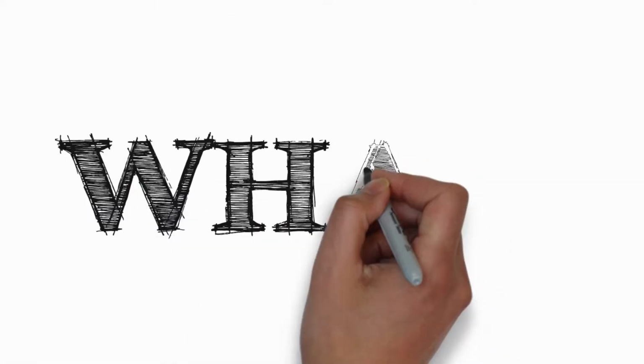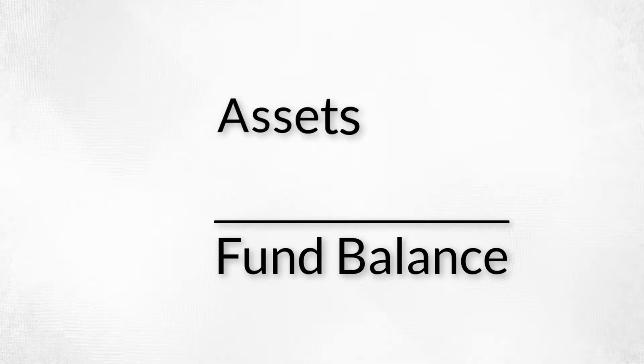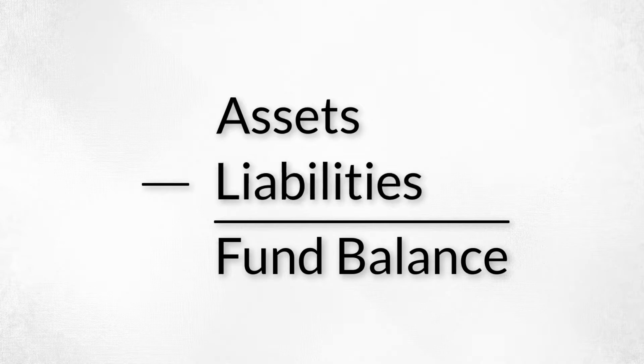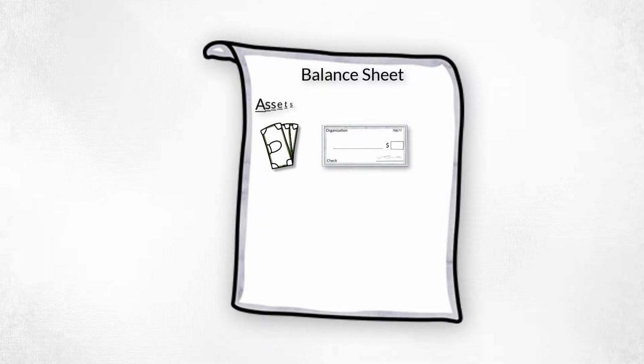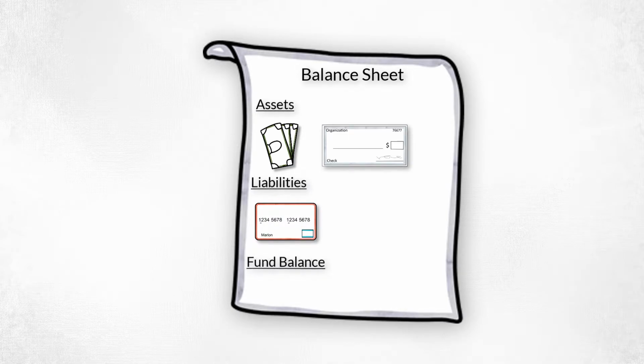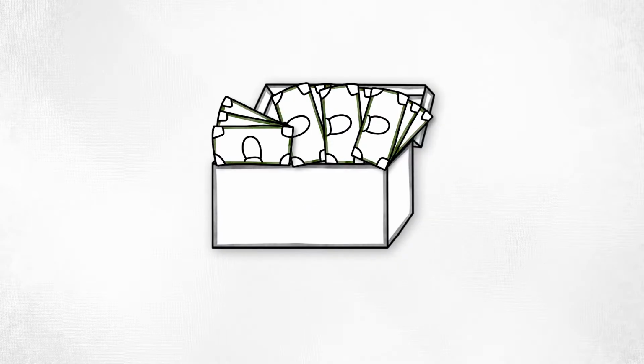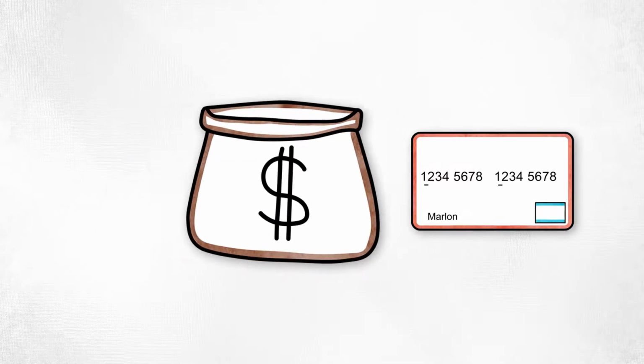What is fund balance? It's simply the difference between assets and liabilities in a governmental fund. Generally, the governmental fund's balance sheet reports cash and other financial resources, like receivables, as assets, and amounts owed expected to be paid off within a short period as liabilities. The fund balance is what's left over after the fund's assets have been used to meet its liabilities.